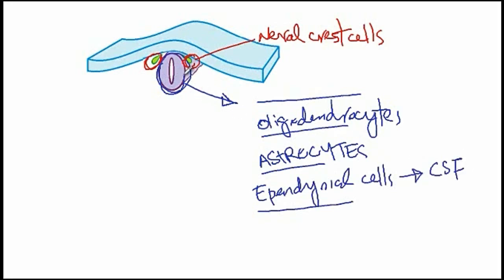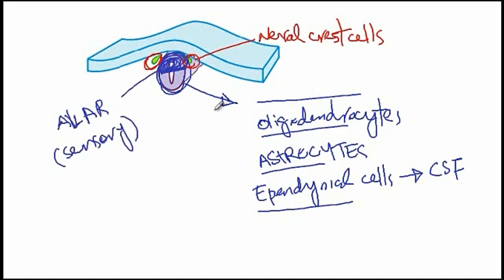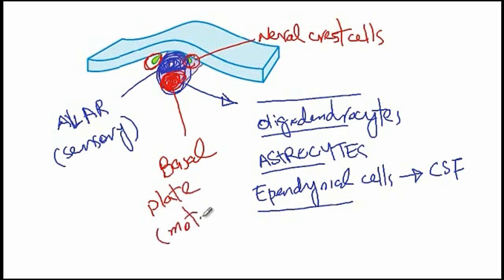Another point that I would like to discuss about the neural tube is that the posterior aspect of it right here is also called the alar plate, and it forms the sensory neurons, versus the anterior structure right here that is called the basal plate, and it forms the motor neurons.